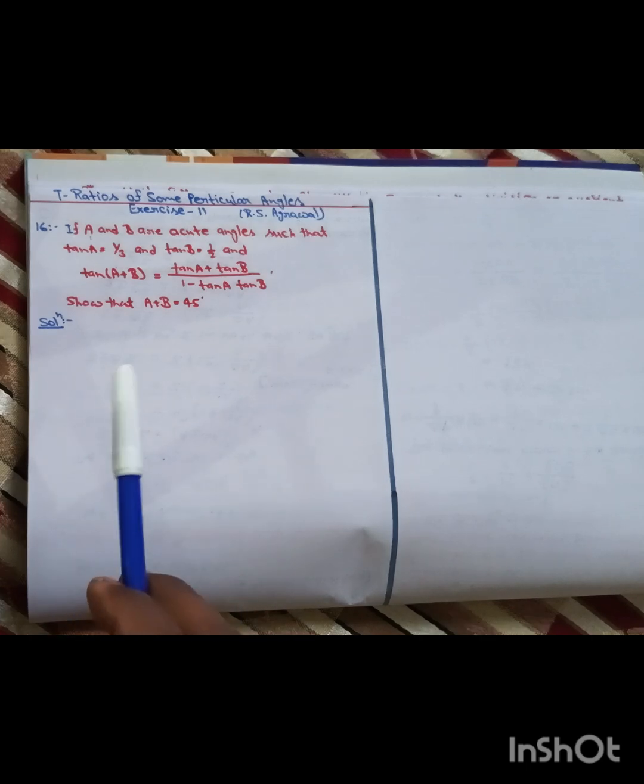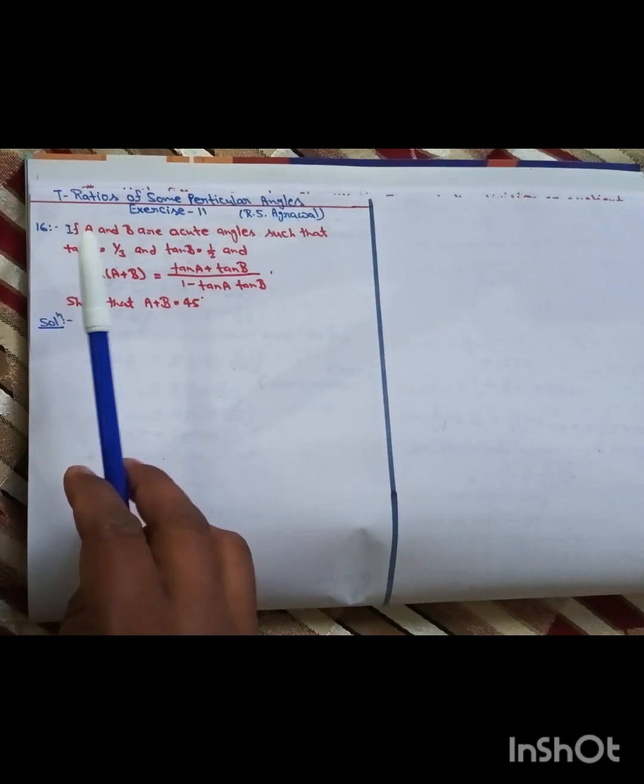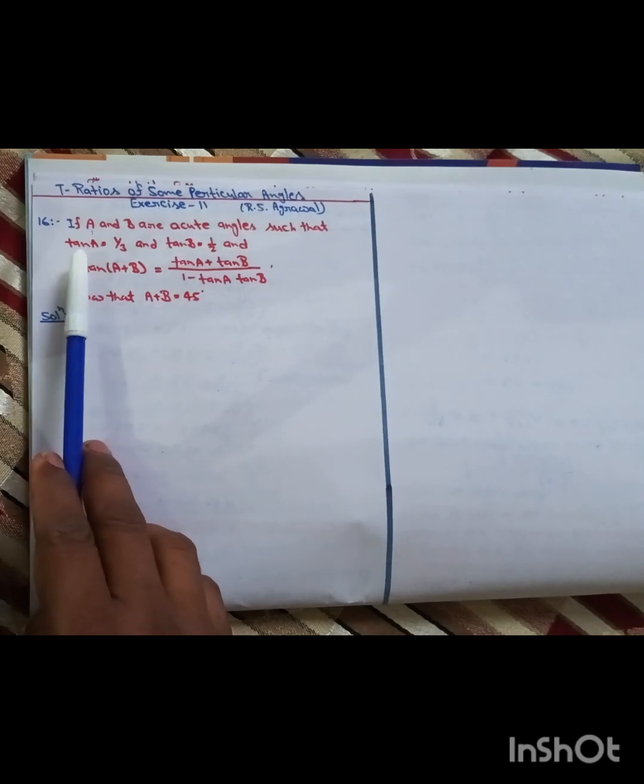Today I am going to continue the next question of exercise 11 from the book of R.S. Agrawal for class 10th students, from the chapter T-ratios of some particular angles. So, here I have taken question number 16.